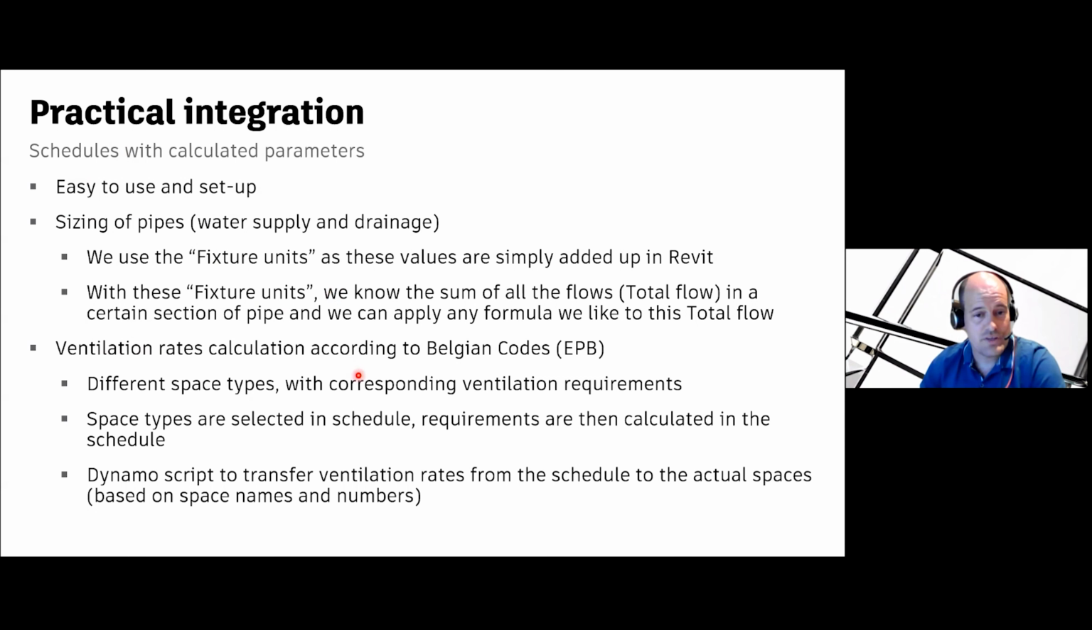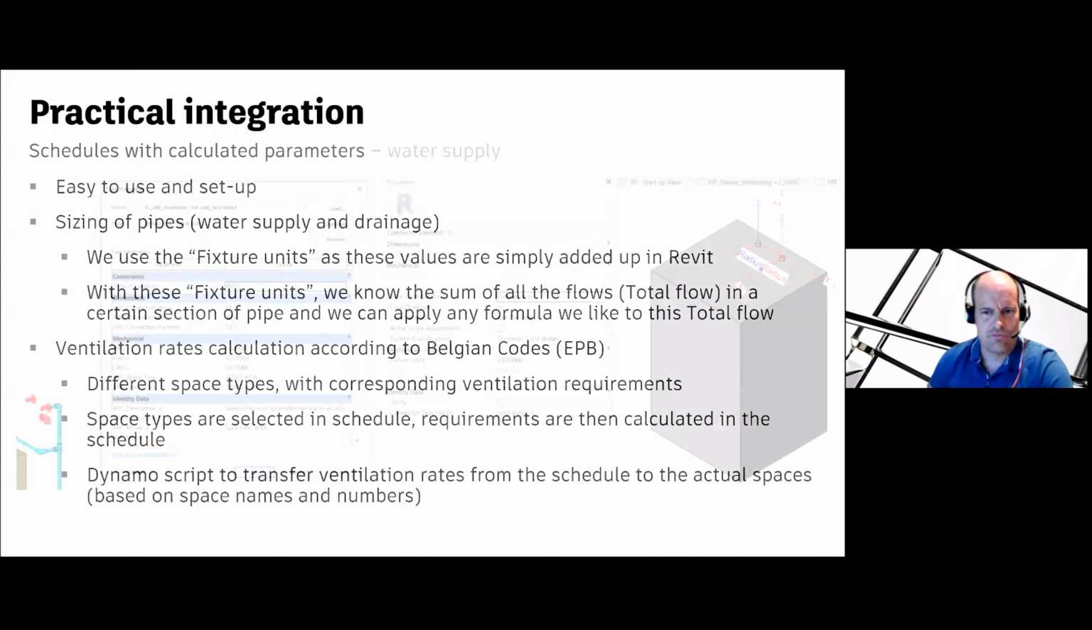And then the ventilation rates calculation is based on space types that we select in a schedule. And then we have some logic in the schedule, which is very Excel-like. It looks like a spreadsheet. And based on the space type that you select, the requirements are then calculated based on the area of that space and the type that you selected, because it's quite clear that a meeting room will need more ventilation per square meter than, for instance, a normal office space, because a lot more people can be in a meeting room than in a normal office space.